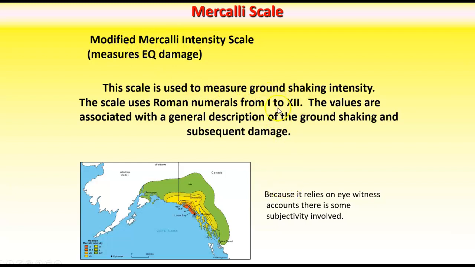And so 1 being the smallest amount of damage and 12 being, oh my goodness, everything's flattened. And so it can be a little subjective, and there's a lot of factors that indicate whether there's damage or not, right? So at certain locations, rock type and things like that, and your experience if you're interviewing people can make it not as accurate.